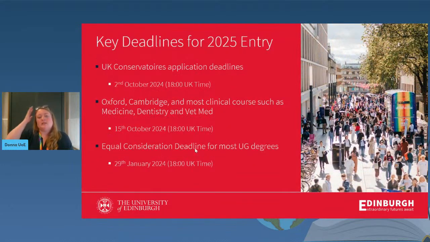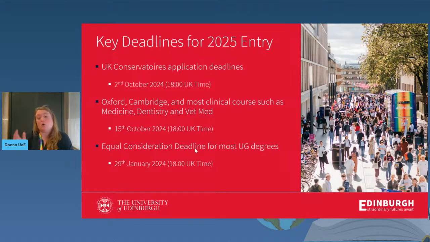Thinking about the deadlines, I'm just highlighting the key ones here, but I would expect you to do research about your specific choices when it comes to that. So this is for 2025 entry. So we are just about to open applications for 2025 on UCAS. If you're applying to a UK conservatoire, so this would be if you're applying to a very focused institution, a conservatoire deals with things like music and performance, and therefore requires auditions, etc. Therefore, their deadline is the earliest at the 2nd of October.